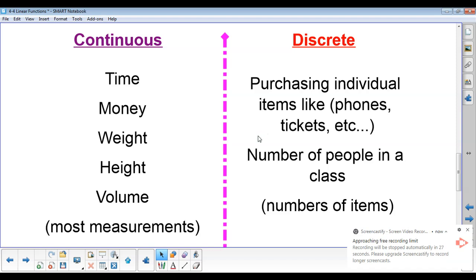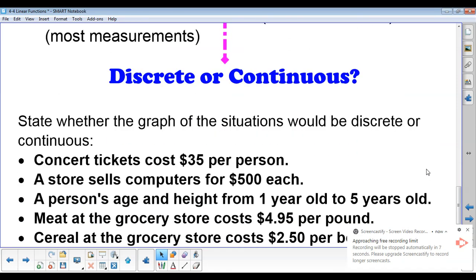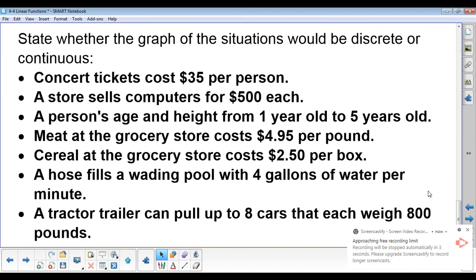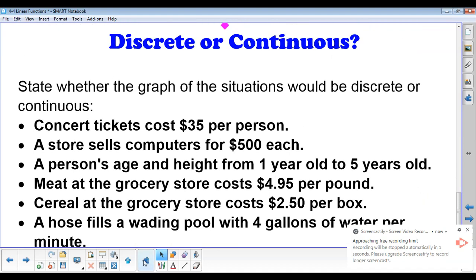I can't buy half a ticket. I can't buy 1/4 of a ticket. Same thing with numbers of items. I can't say that there are 3.27 students in my class. It has to be a whole number, and sometimes negatives are okay. So that's the main difference between continuous and discrete. We're going to look over these examples and see if we can figure out whether they're discrete or continuous.